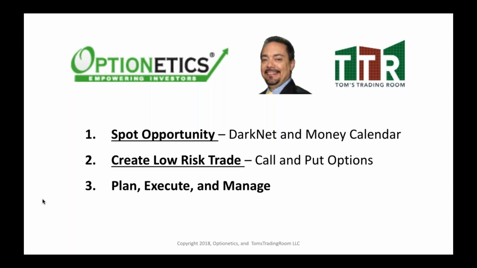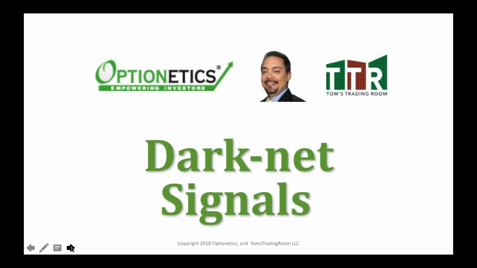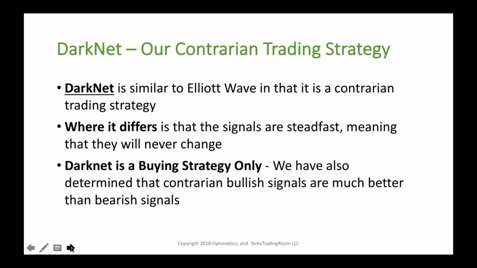So let's start off with DarkNet. Let me give you a quick little rendition of DarkNet. DarkNet is what we call our contrarian trading strategy. It's similar to Elliott Wave because we use channels, and not wave counts, and channels are very similar to trending waves. Where it differs from Elliott Wave is that the signals are steadfast. They're not changing all the time. Once I get a DarkNet buy, it doesn't change. It's there, win, lose, or draw. And it is a buying only strategy. So this is perfect for talking about calls.